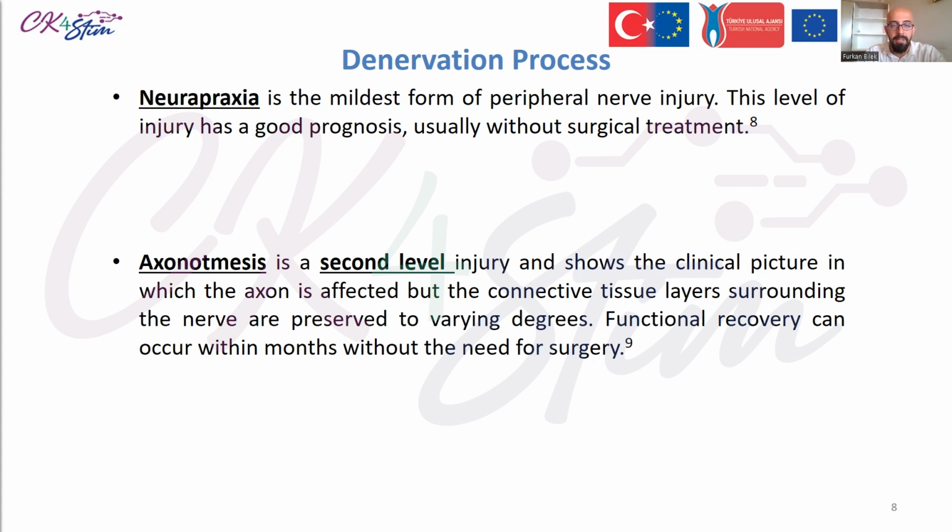Axonotmesis is a second level injury and shows the clinical picture in which the axon is affected, but the connective tissue layers surrounding the nerve are preserved to varying degrees. Functional recovery can occur within months without the need for surgery. Regeneration takes place along the endoneurium by axonal regrowth. It takes as long as 14 days to degenerate.